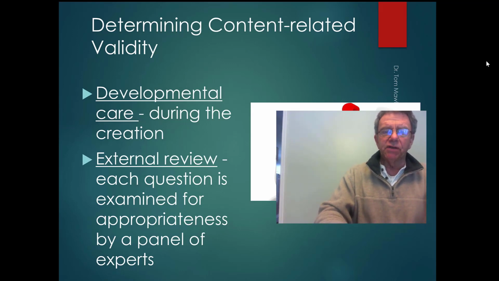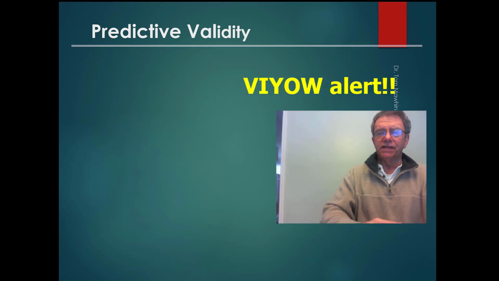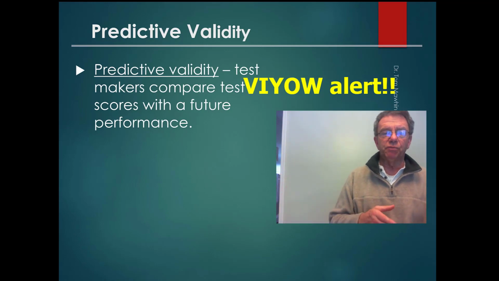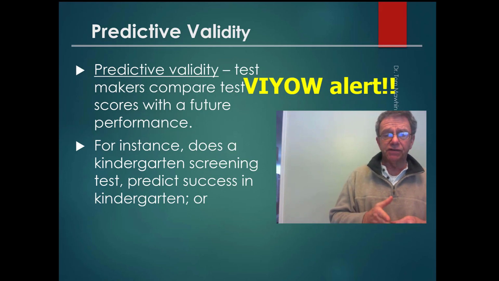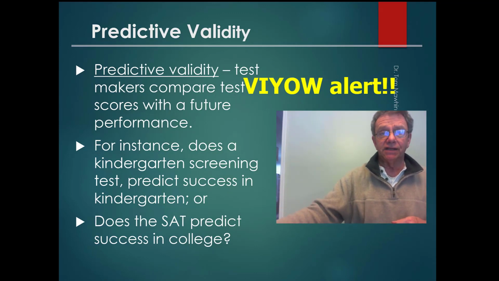The way test makers compute predictive validity, how well a test forecasts future success, is pretty straightforward. They correlate the test scores with the future performance the test purports to predict. Example would be kindergarten screening or the SATs. Do they predict success in those levels? In other words, how does it predict kindergarten success, or how does it predict success in college? Or in the case of the SATs, it really only predicts success in the freshman year, and not that big a part of it, 25%, I think.